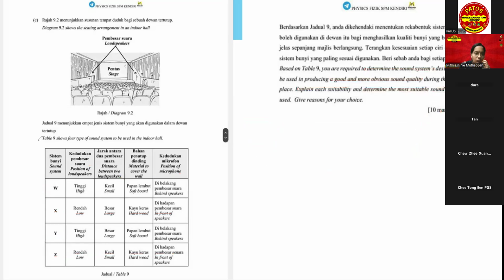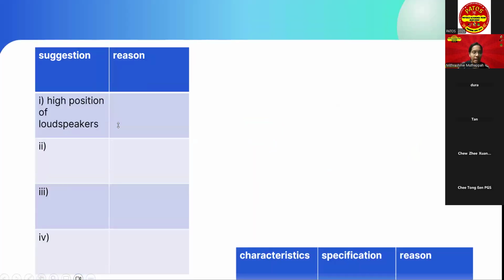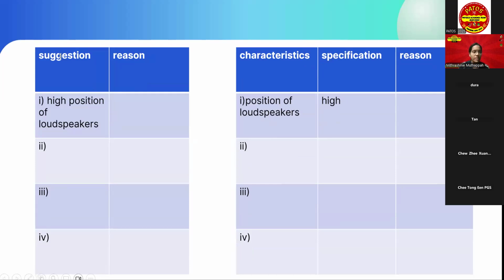Okay, so we have to answer this question in table form, as we all know. There are two types to answer this question. First, we have the two-column and the three-column. In the two-column, we only have suggestion and reason, but in the three-column, we have characteristic, specification, and reason. In this two-column, we combine our specification and characteristic together and state our reason over here. So it's easier for us when we finally make our choice at the bottom.